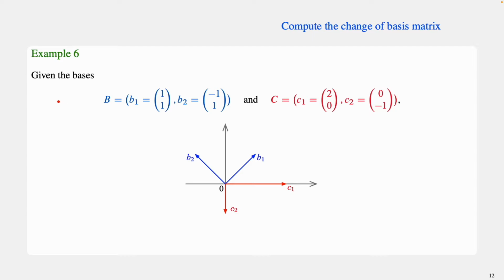Now let's look at an example for this. So here we have the basis b1, b2 with 1, 1 and minus 1, 1. So here you see it in the picture. And we have a basis C with c1 being 2, 0, so the long vector here, and c2 being 0, minus 1, this one.